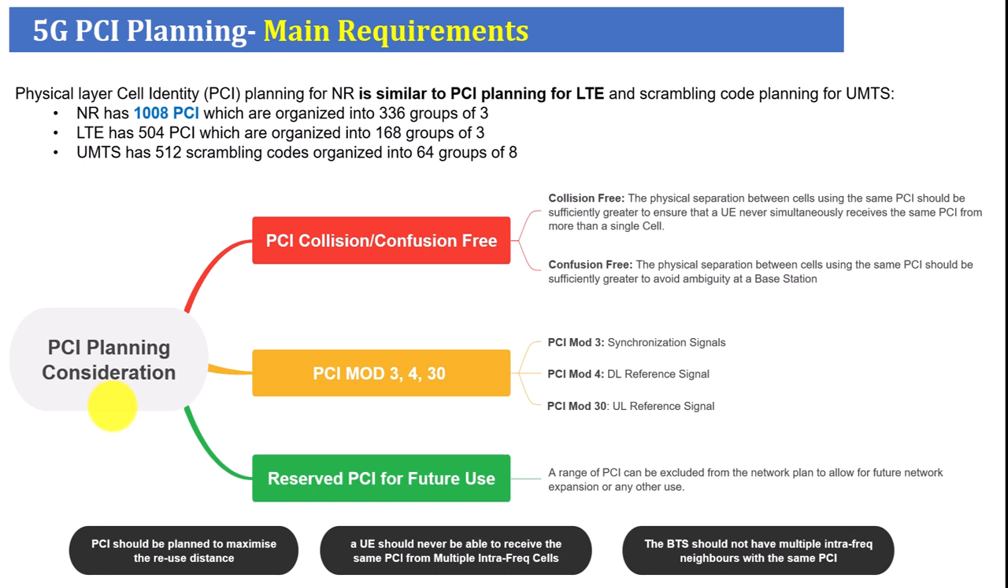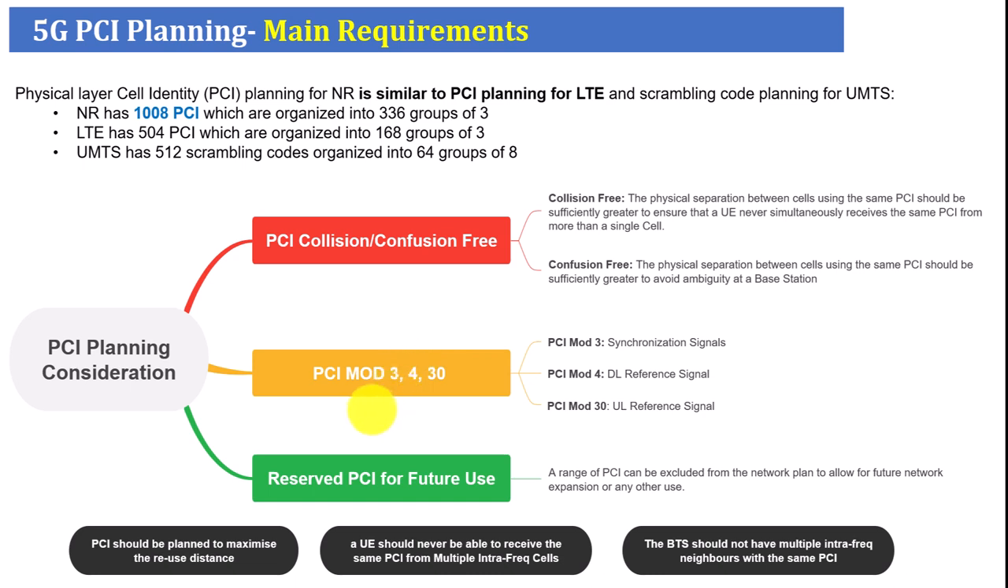The most important consideration, more than anything else, is PCI conflict, which is categorized into collision and confusion-free. I will explain this in detail, but in summary, collision means that you have two neighboring sites using the same PCI. Very easy, both of them have the same PCI. We'll explain this in more detail on the next slide. And confusion, for example, is when you have one serving cell with two neighbors, both using the same PCI. So the serving cell would be confused as to which neighbor this PCI relates to. This might lead to problems in general and in handover.